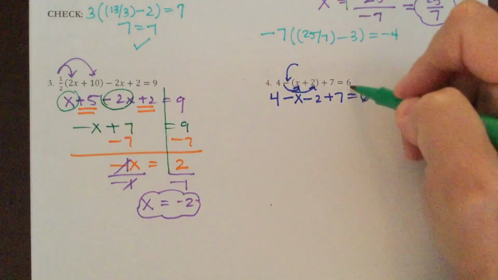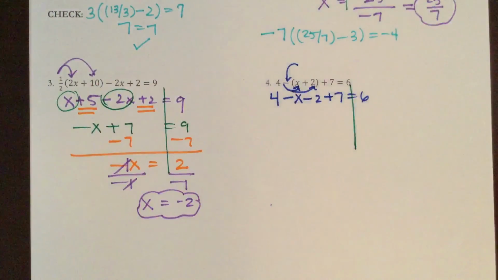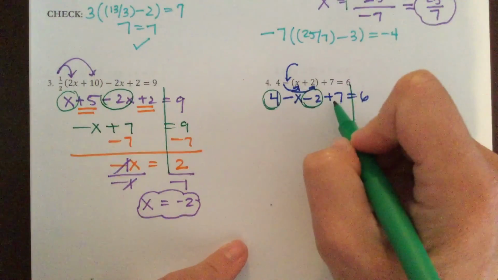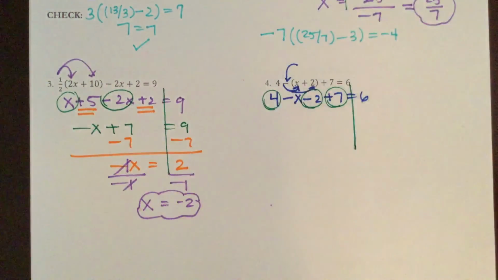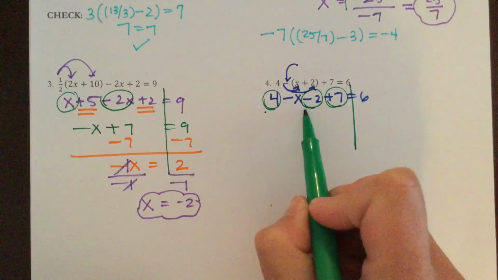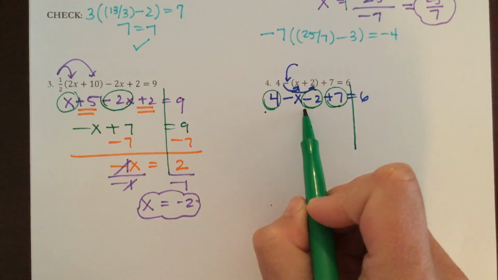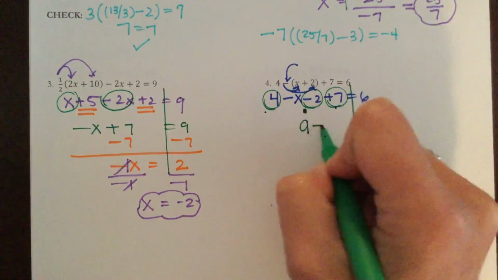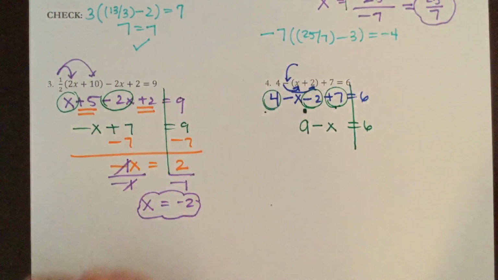Our next step is to eliminate any fractions or decimals. We don't have any of those, so we move on to like terms. At this point, we want to combine like terms. 4, negative 2, and positive 7 are all like terms that need to be combined. 4 take away 2 is 2. 2 plus 7 gives us 9. This now says 9 minus x is equal to 6.